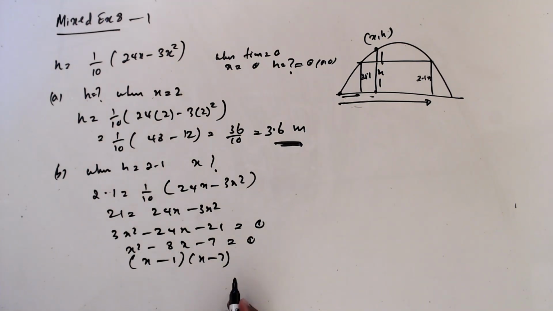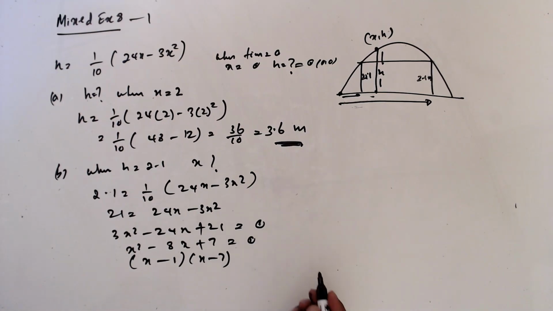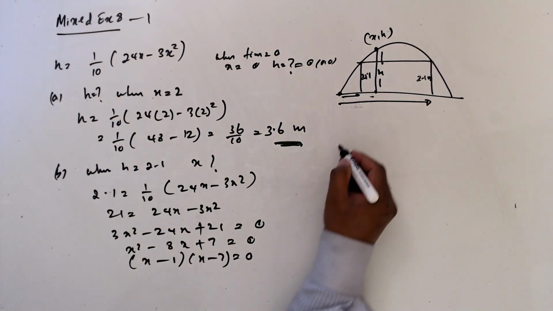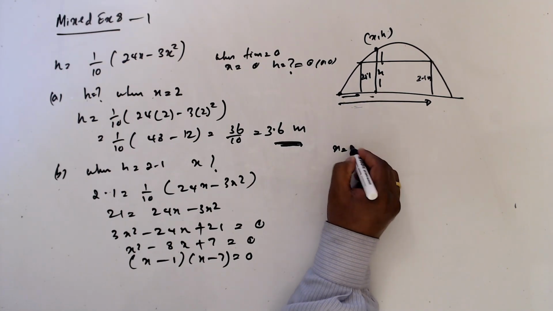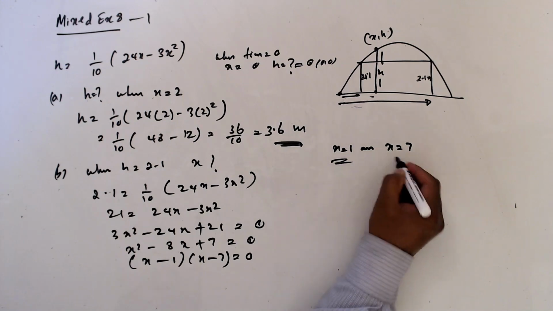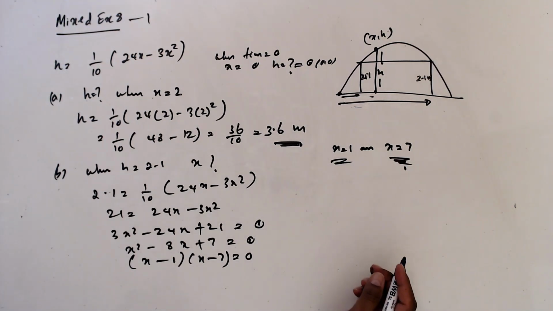Something is wrong. This is 21 and this is plus. That's right. Equals 0. x equals 1 or x equals 7. Those are the two answers.